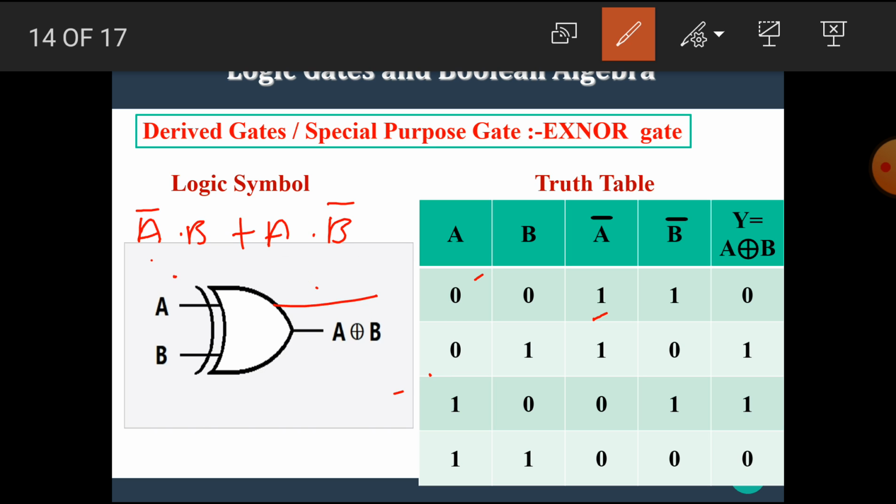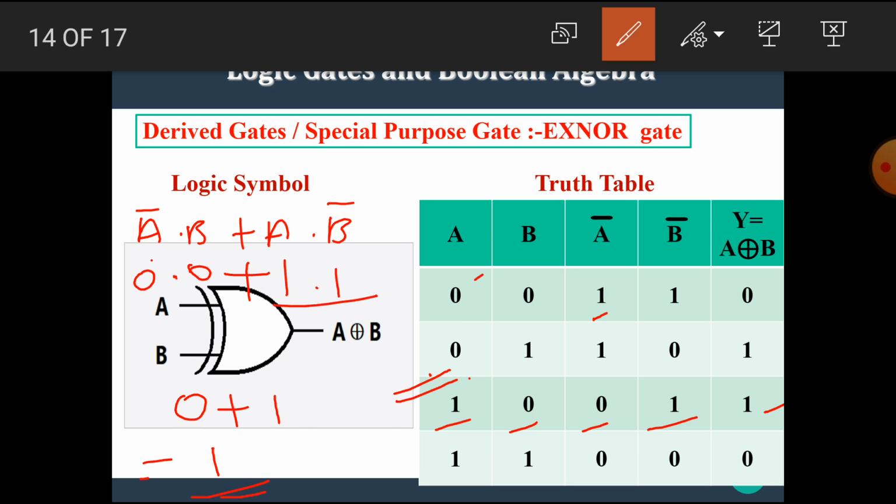Let's see the third case. A bar has the value 0, B has the value 0, plus A has the value 1, and B bar has the value 1. That means 0 into 0 is 0, 1 into 1 is 1, and 0 plus 1 is 1.